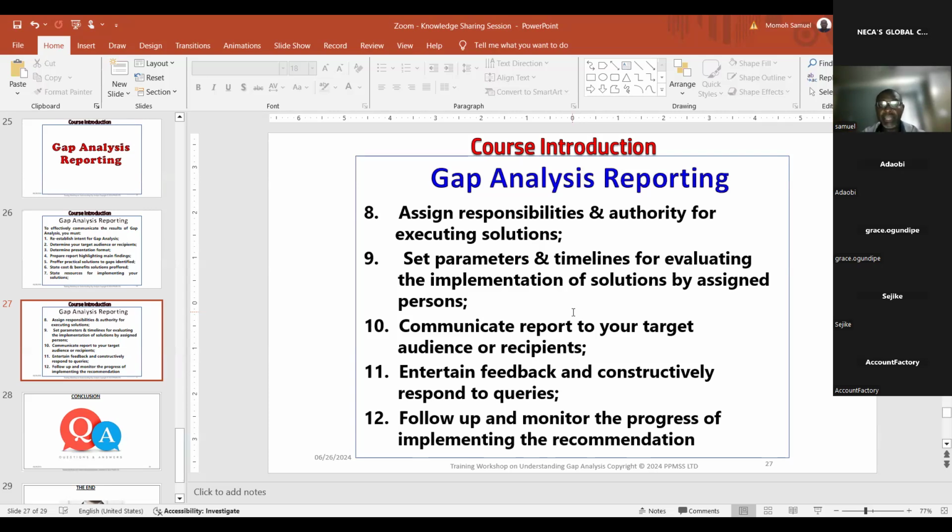Then number 10, once I've done this in my report, I will now communicate the report. The report is ready. I will just review to ensure the adequacy and correctness of the information. And once that is done, I will send or circulate the report to the authorized persons, not everybody, to the authorized persons.